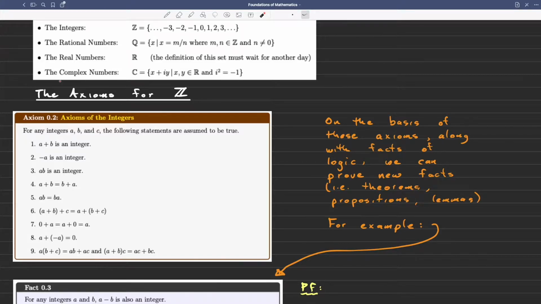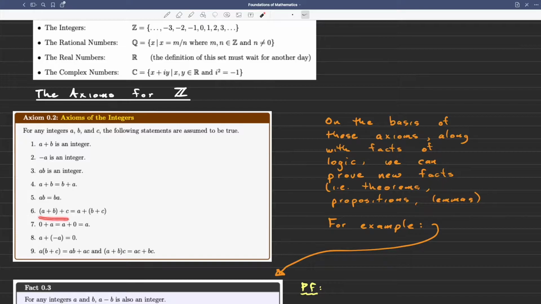So for example, we're starting with a, b, and c are just any old integers. So anytime you add two integers together, you get an integer. Anytime you negate an integer, you get an integer is the second one. The third one here says if you multiply two integers, you get an integer. The fourth property, which is often called the commutative property of addition in the integers, just says that it doesn't make a difference what order you add two integers in. A plus b is b plus a. Similarly for multiplication in part 5.